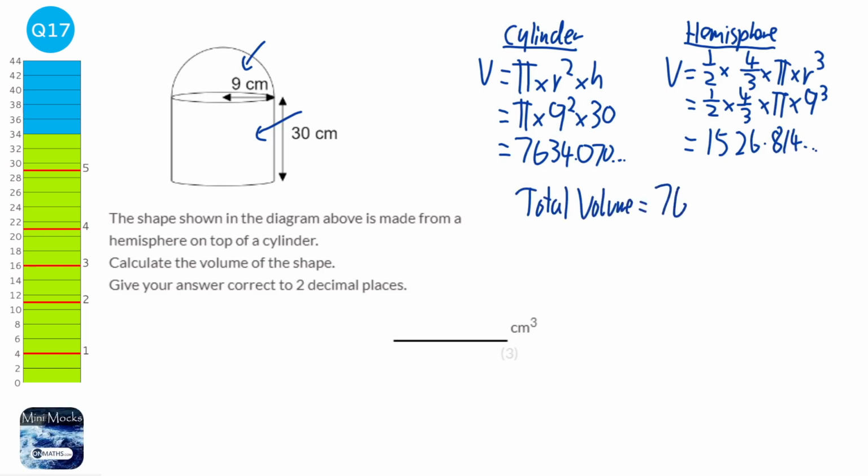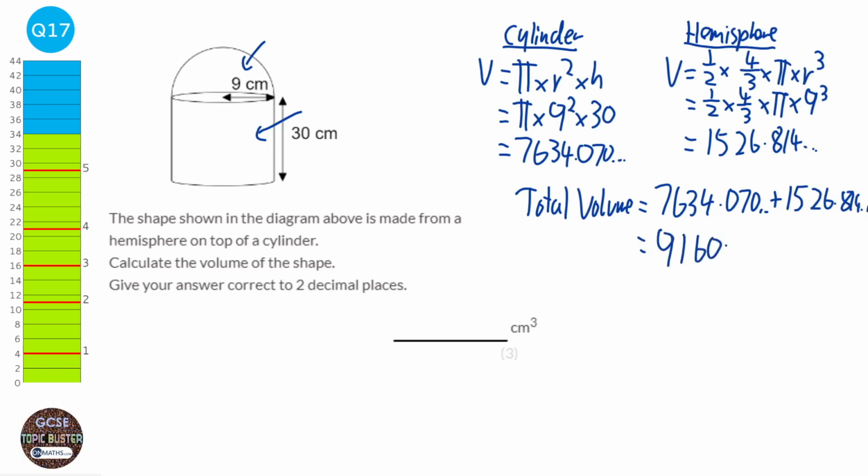And so the total volume is 7,634.070, and so on, plus the 1,526.814, and so on, which equals 9,160.884, and so on. It says it wants it to two decimal places, so when we round that, we get 9,160.88.